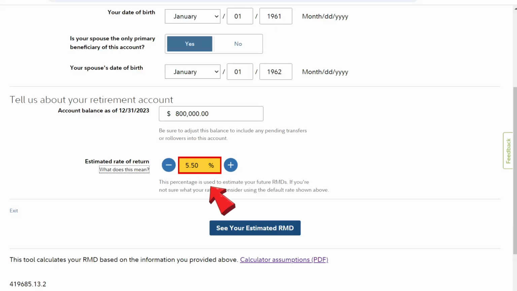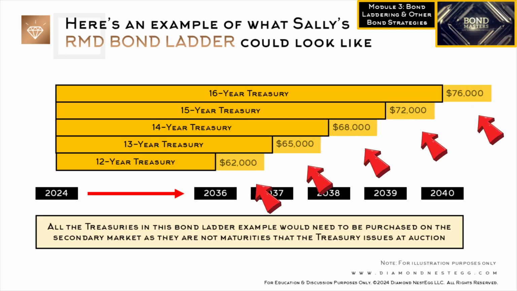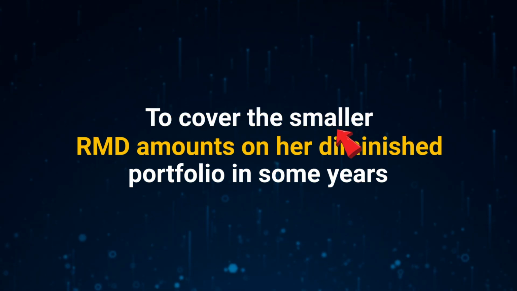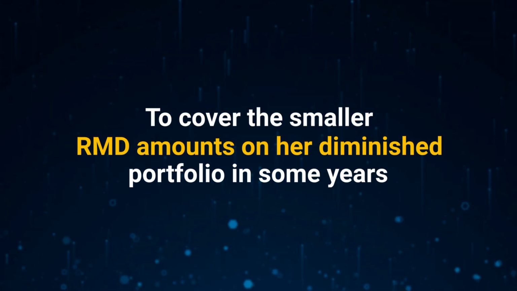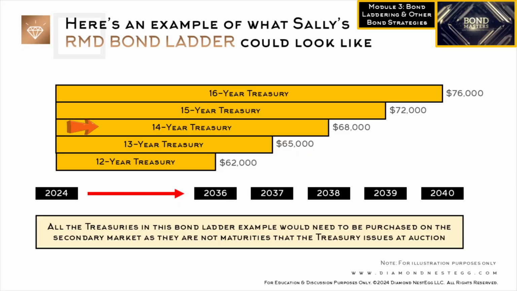However, if the actual average annual return on her portfolio is less than this 5.5%, meaning that her investments perform worse than she had expected, she will have more principal repayments from her maturing bonds than she needs to cover the smaller RMD amounts on her diminished portfolio in some years. But she may be relieved that she does not have to sell her underperforming investments at the wrong moment at a loss to cover the RMDs, as she may have had to do without such a bond ladder.